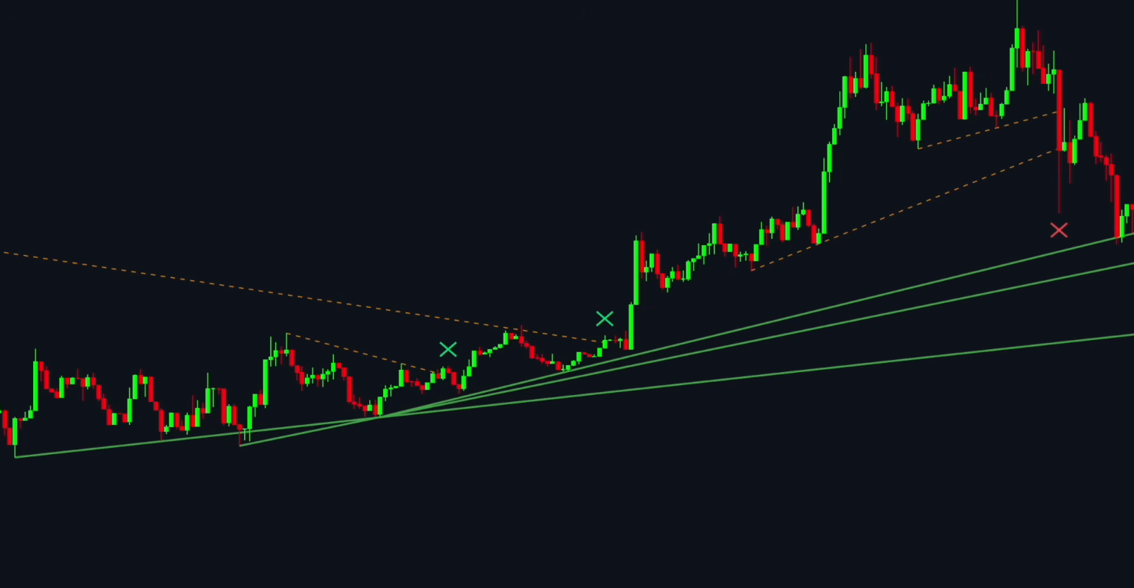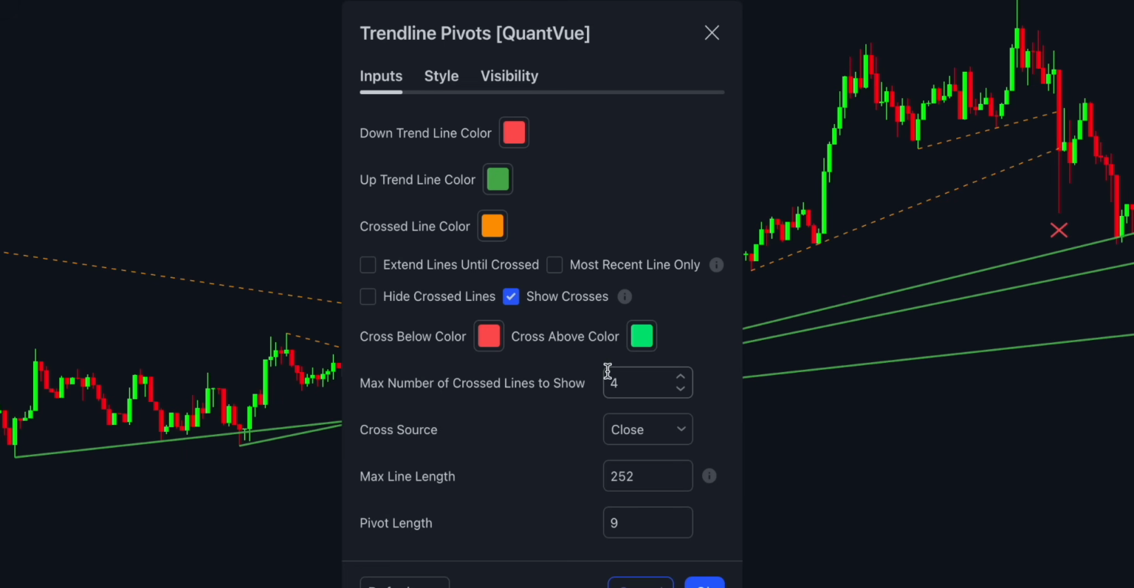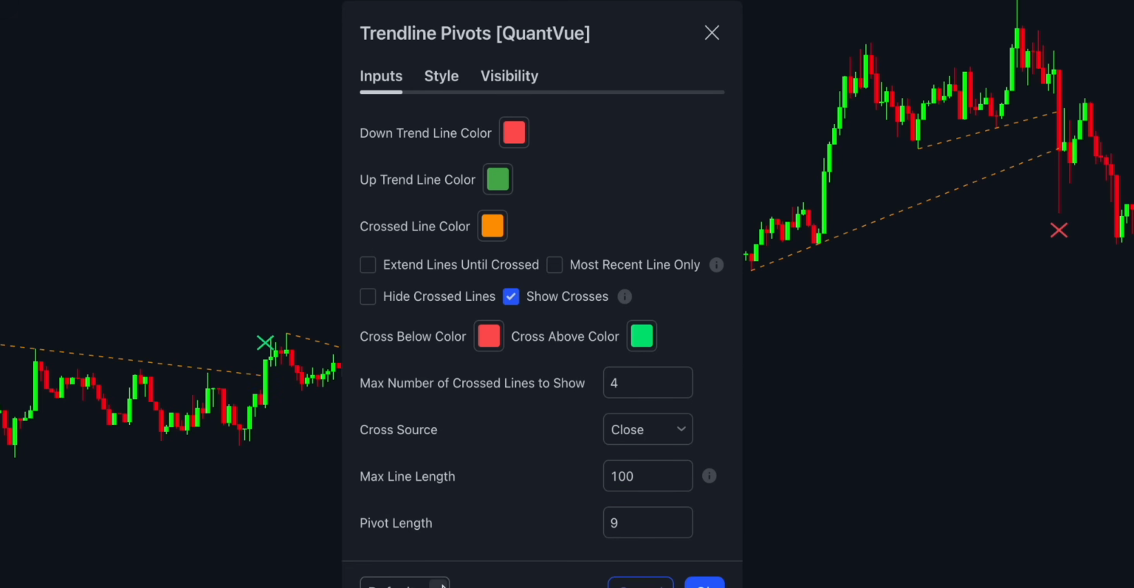The Trendline Pivot Indicator is fully customizable. You can modify line colors, pivot length, and the number of lines you wish to see on the chart. You can also set the maximum line length. If, let's say, you set this number to 100, the trend line will disappear if it doesn't get broken after 100 bars. The indicator works on any time frame and in any market.